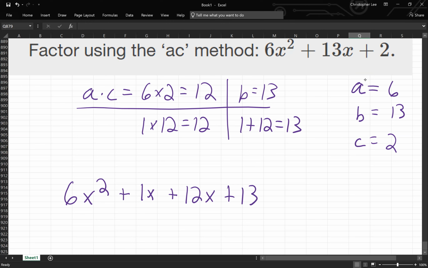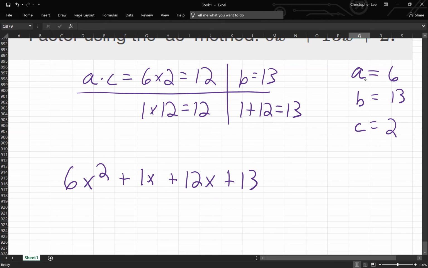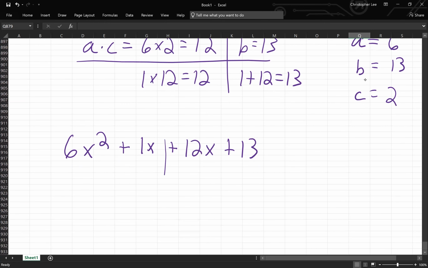It does not matter the order that you put these in. I could have put the 12x first or the 1x. It doesn't matter. It'll still give you the right answer. You want to group these together, right? So we're going to have a left group and a right group. On our left group, I have 6x squared plus 1x.